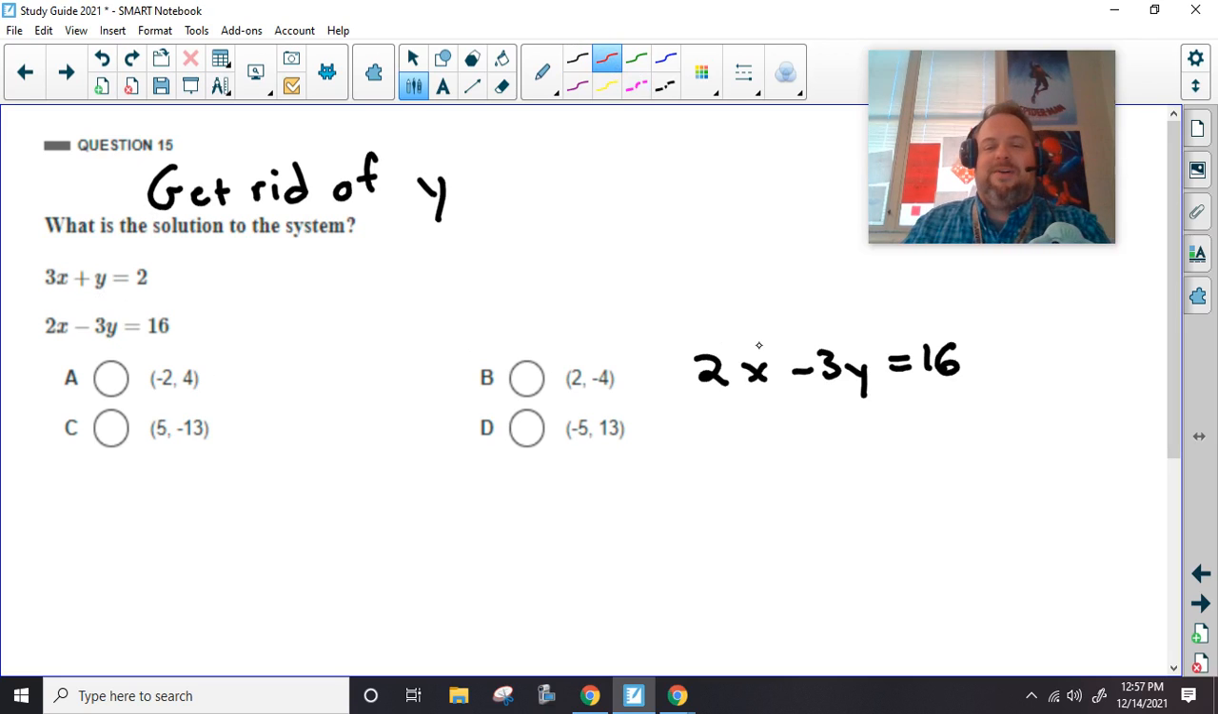All right. Now think about it. If I want to get rid of my y's, I need this to be a positive 3y. What am I going to have to multiply everything in this equation by to make this positive 1y be a positive 3y? Very good. Positive 3.